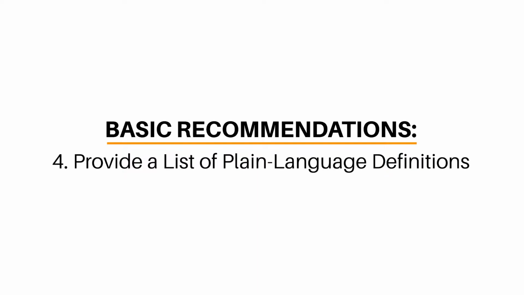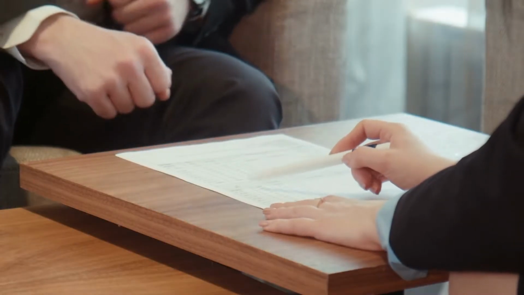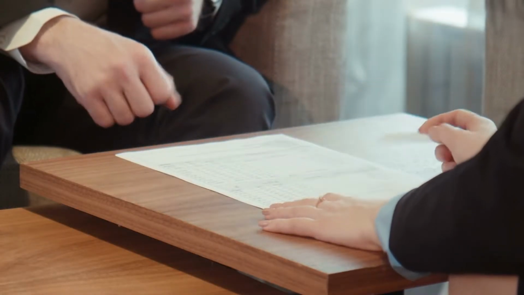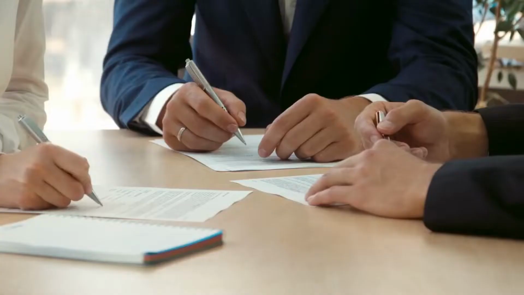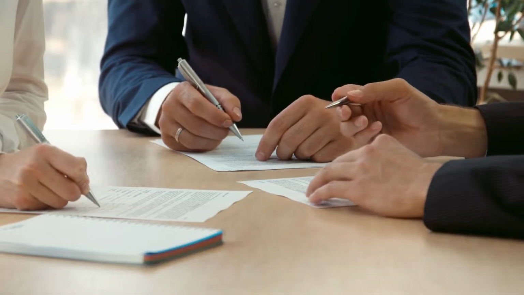The fourth tip is to provide a list of plain language definitions. Have a list of common definitions available as an insert, a handout, or default attachment to the contract. Many fields, like insurance, banking, and medicine, include a glossary in their contracts. You could also request that a contract lawyer add brief definitions within the language of the contract itself.